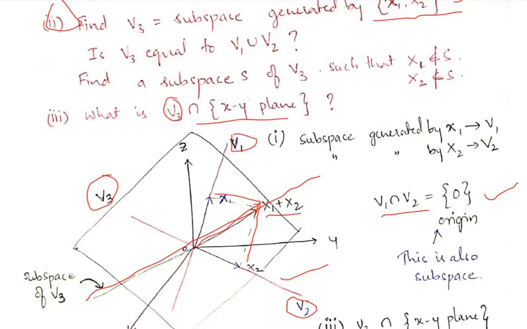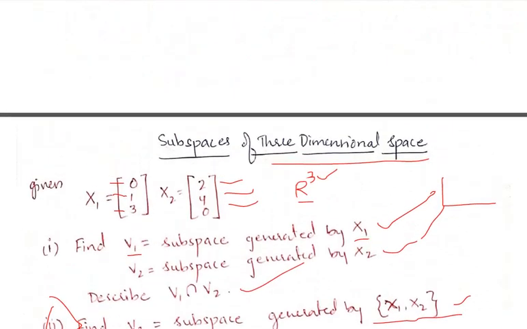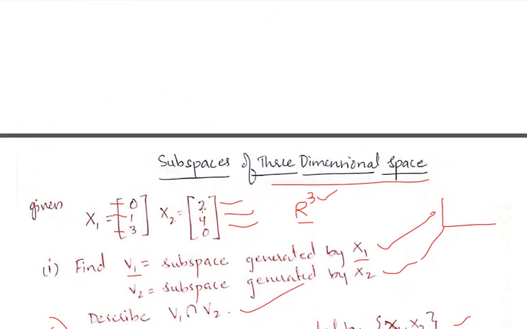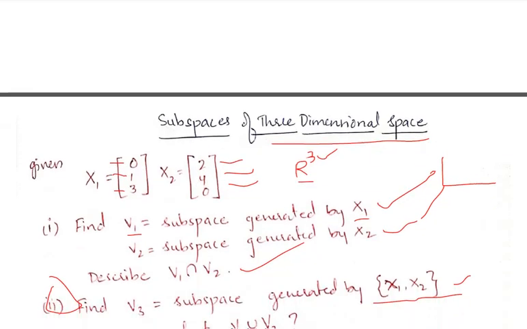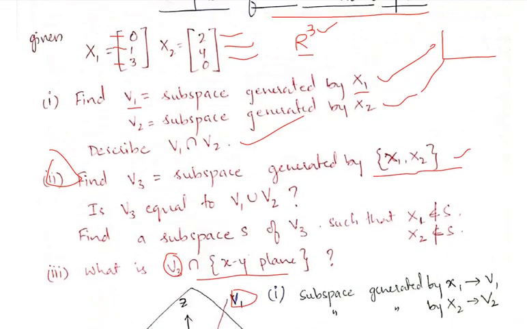So is V3 equal to V1 union V2? When you try to add X1 plus X2, it is 2, 5, 3. See, X1 is 0, 1, 3 and X2 is 2, 4, 0. So when you add, we get 2, 5 and 3. In the X1 vector we didn't have a value for X, and in the X2 column vector we didn't have a value for Z, but when we added them, we have different values of X, Y and Z.